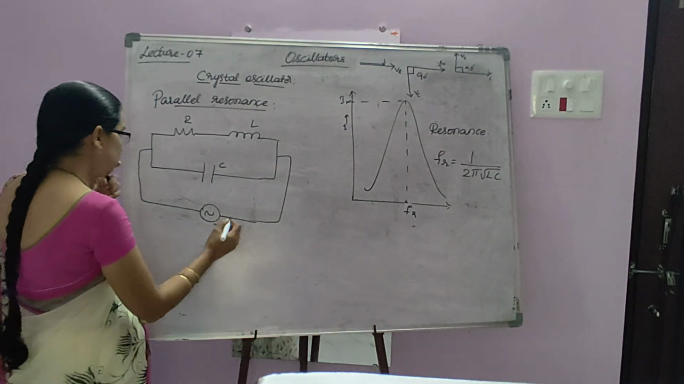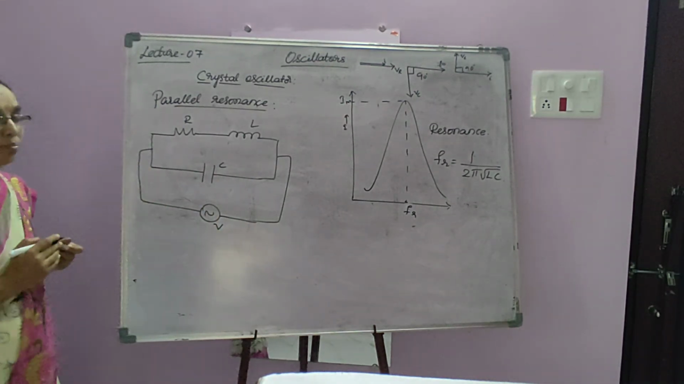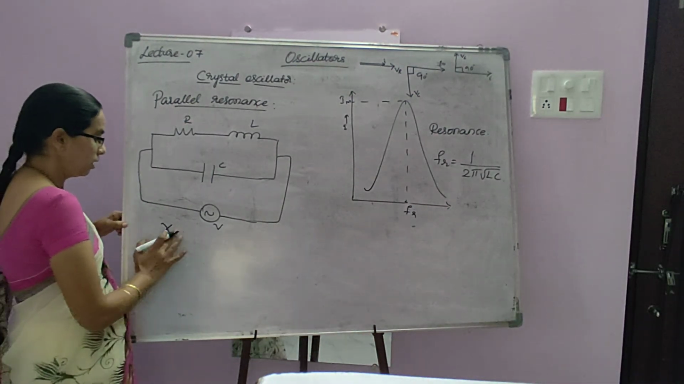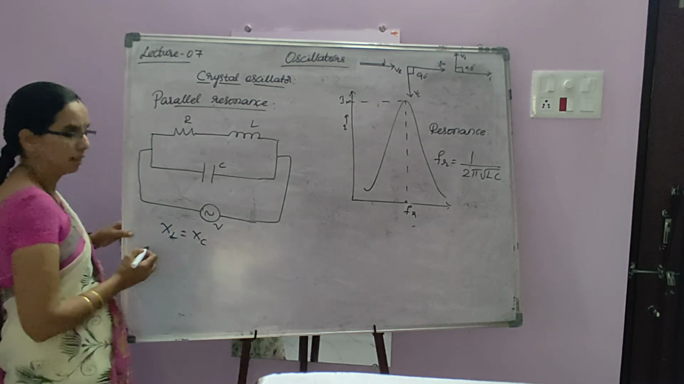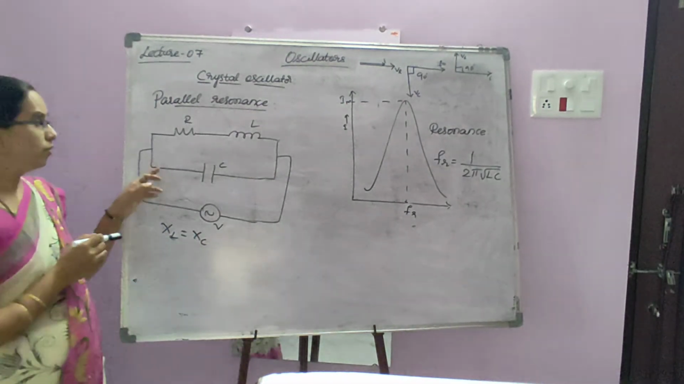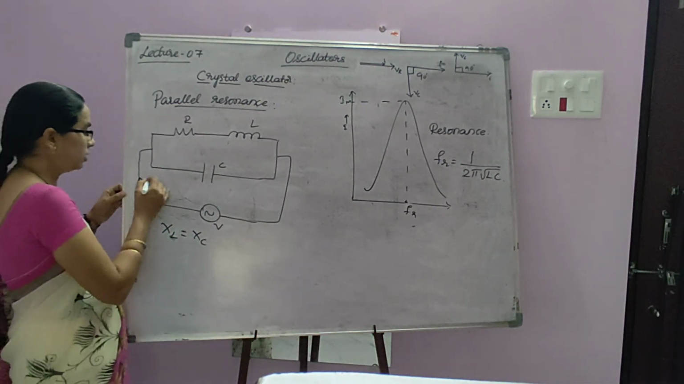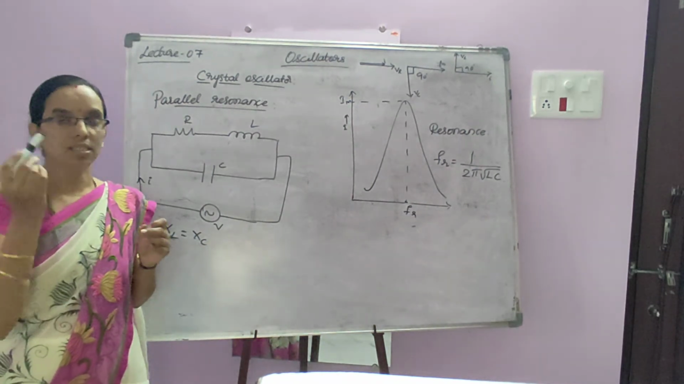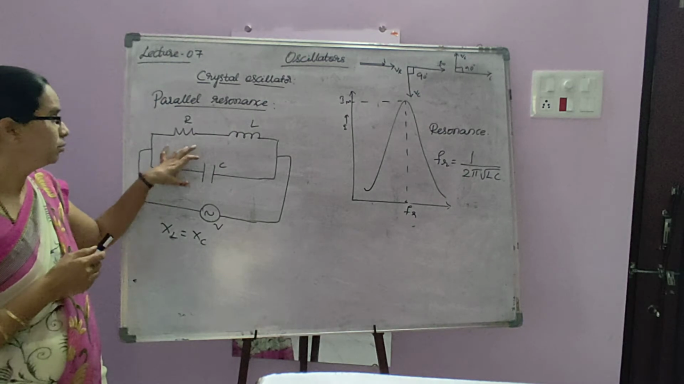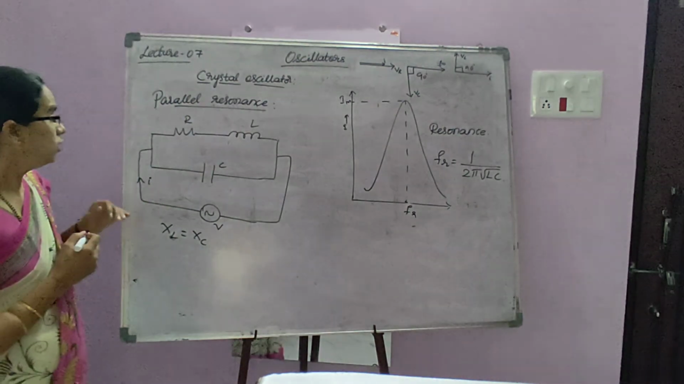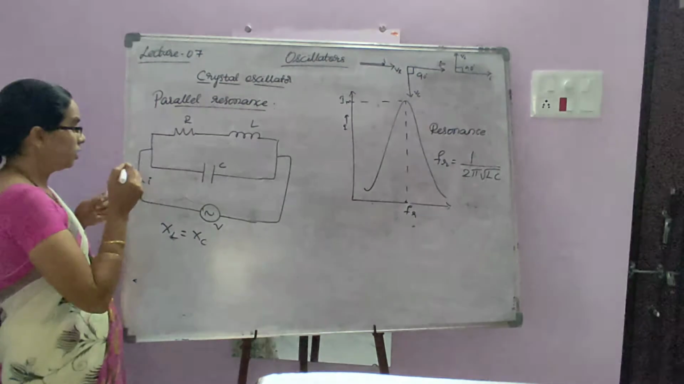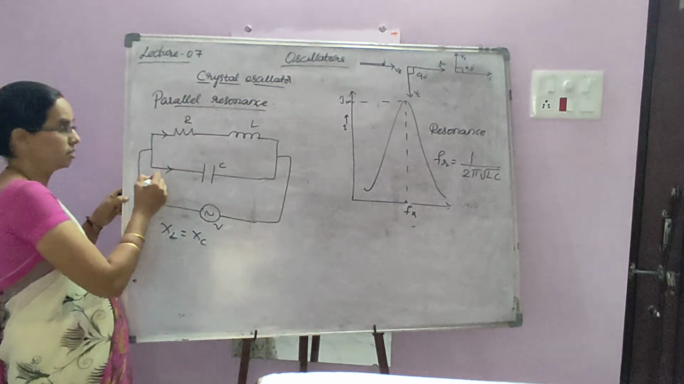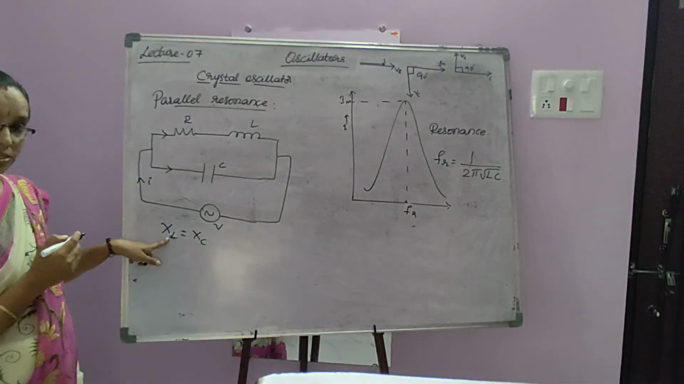Whenever an AC voltage is applied to the parallel resonant circuit, at resonance XL will become equal to XC. Here we take the current into picture, because this is a parallel resonant circuit. Here the current divides, right? In series the current will be the same, and here the voltage between these two will be the same. So the current is going to divide among these two branches.